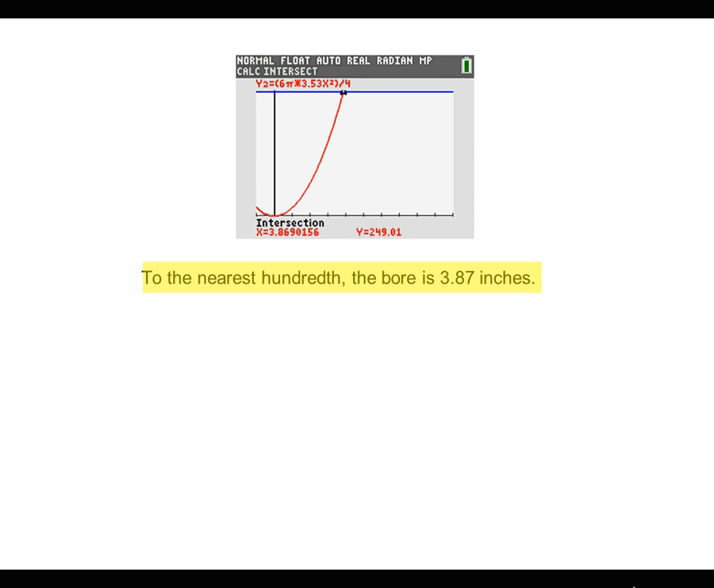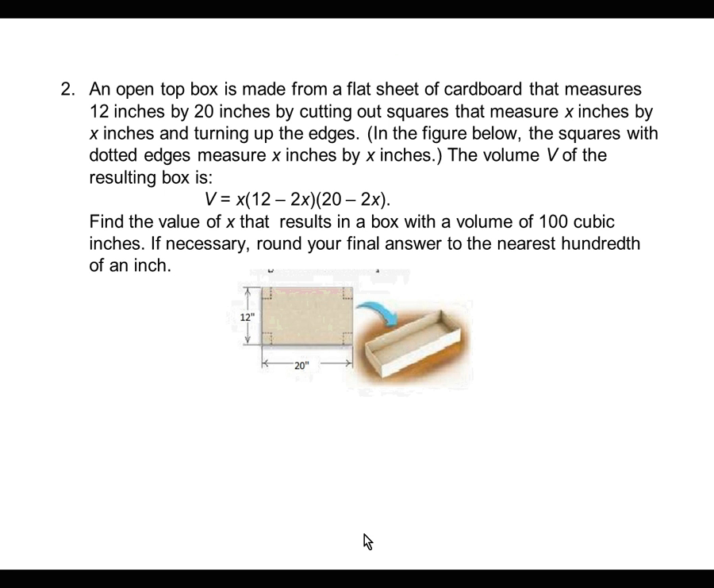Okay, question 2 says, an open-top box is made from a flat sheet of cardboard that measures 12 inches by 20 inches by cutting out squares that measure x inches by x inches and turning up the edges. So here's your flat piece of cardboard. I cut out these corners and then I turn up the edges. Imagine those dotted things being gone and turning up the edges. Originally this was 20 by 12. In the figure below, the squares with dotted edges measure x inches by x inches. So this will then be 20 minus 2x, and that'll be 20 minus 2x.